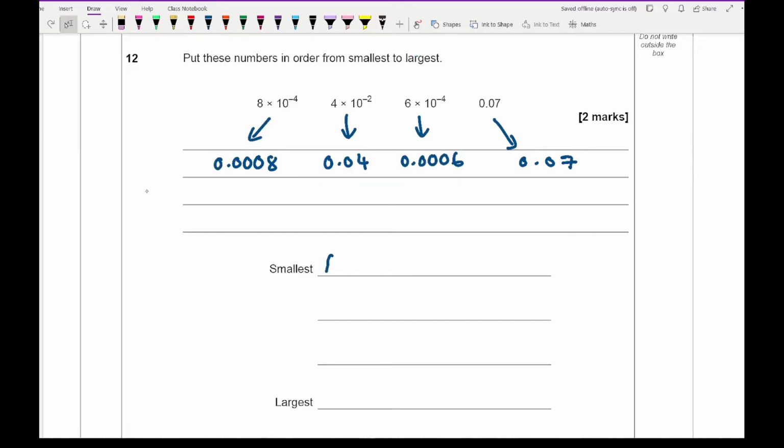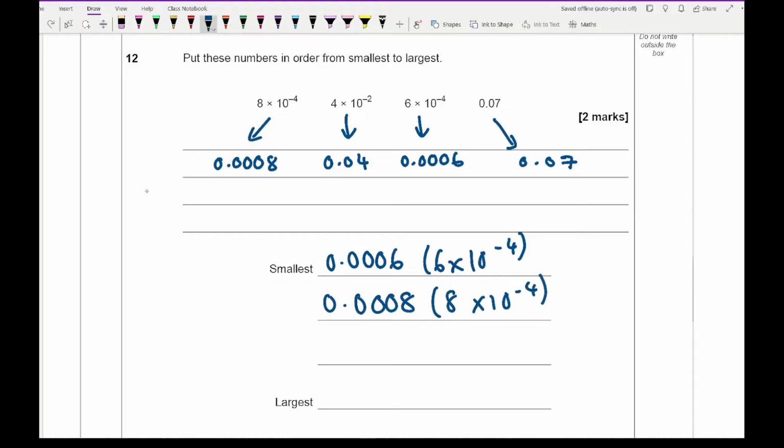So here we get 0.0006, which is 6 times 10 to the minus 4. We then get the next biggest, 0.0008, which is 8 times 10 to the power of minus 4. We've then got the next, 0.04, which is 4 times 10 to the power of minus 2. And the biggest number is 0.07.